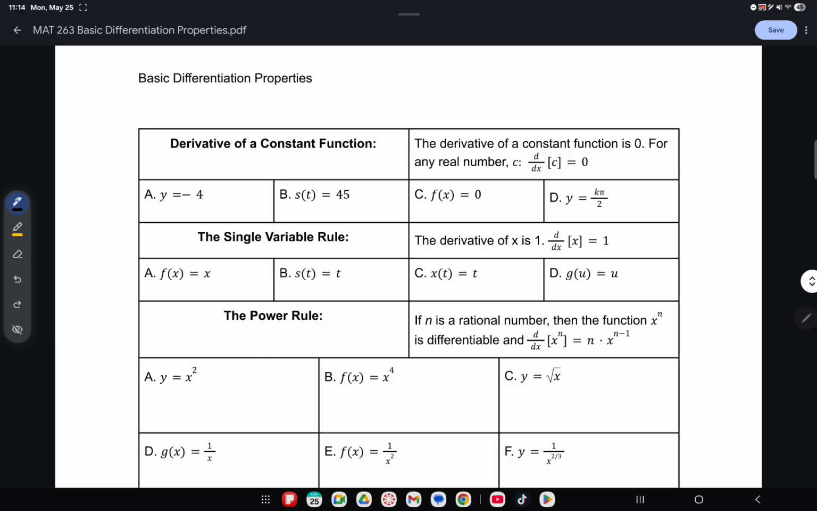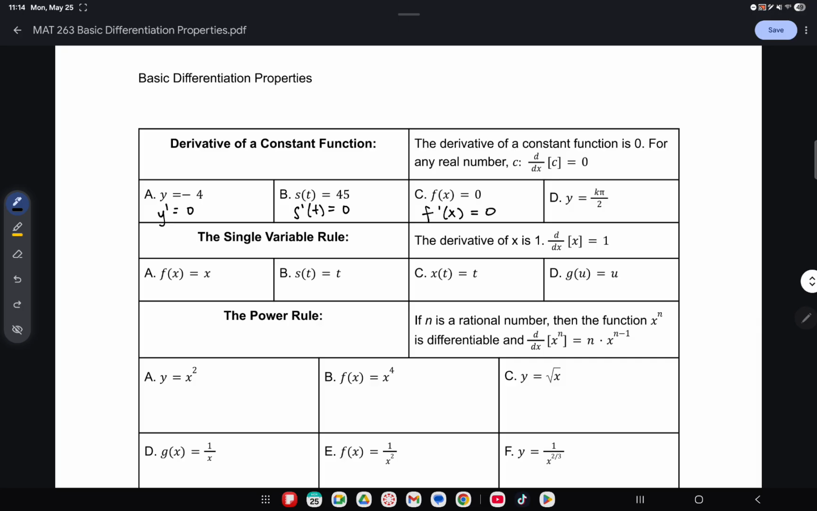So in this case, we could have y equals -4. If we want to take the derivative, it is 0. Same thing here. We got s of t equals 45. If we want to take the derivative, it's a constant, so it's 0. Same thing here. We got f of x equals 0. 0 is still a constant, so the derivative is 0.